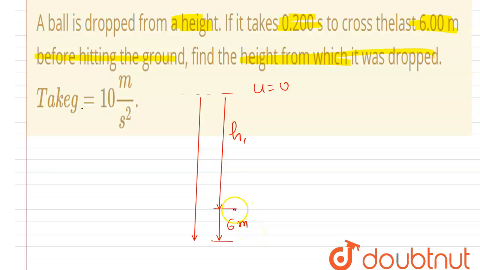So let us first find out the velocity when it travels through h1 height, right? And this is h2, and the total height is h1 plus h2, which we want in the question, right? So let us first find out the velocity at this point. Since the distance of 6 meter is given, and time is given, let us find the velocity at this point in terms of h1.